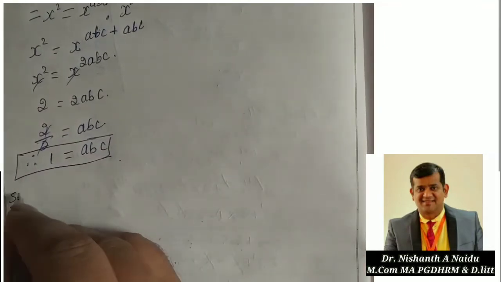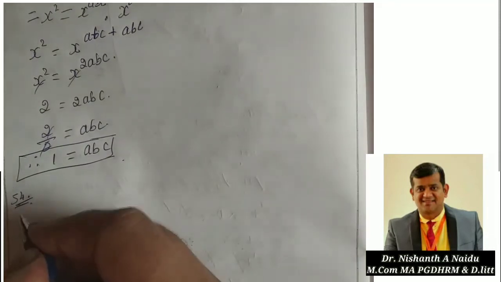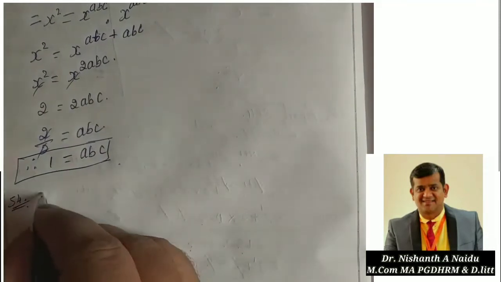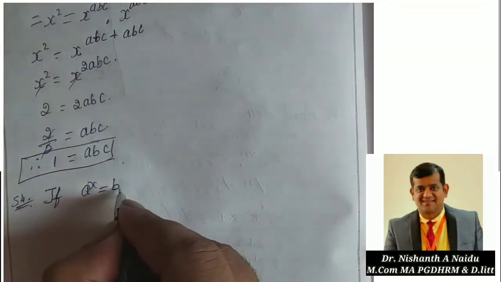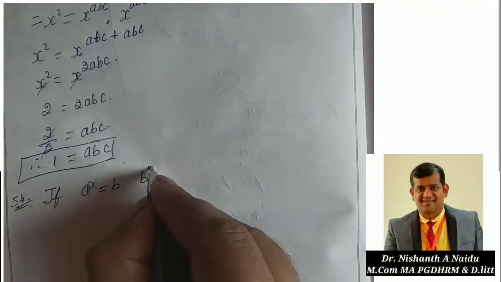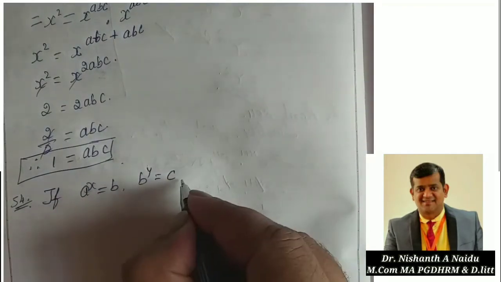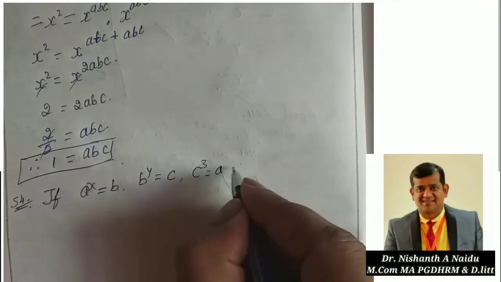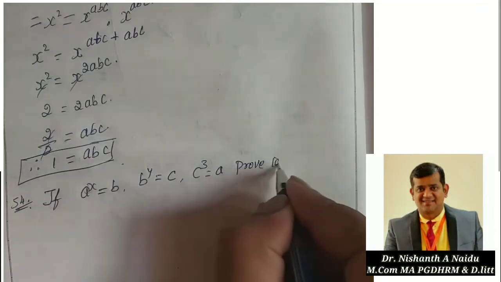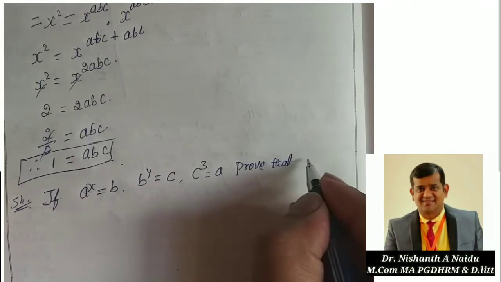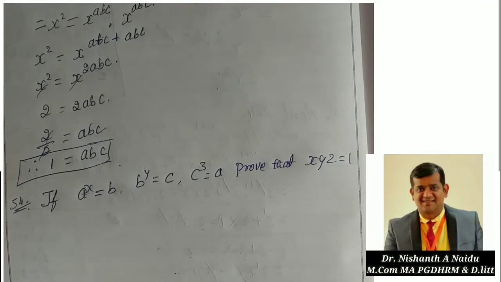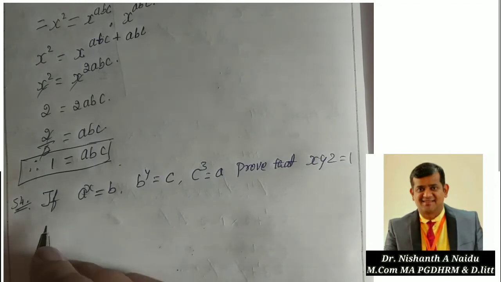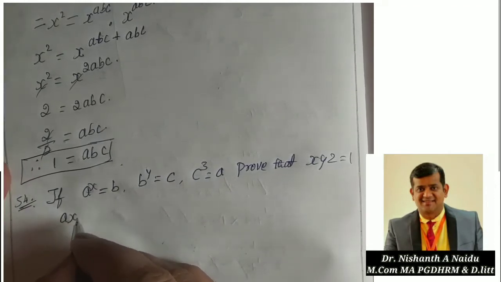In the next problem, problem number 54: if a to the power of x equals b, and b to the power of y equals c, c to the power of z equals a, prove that xyz equals 1. So let us look into that part.